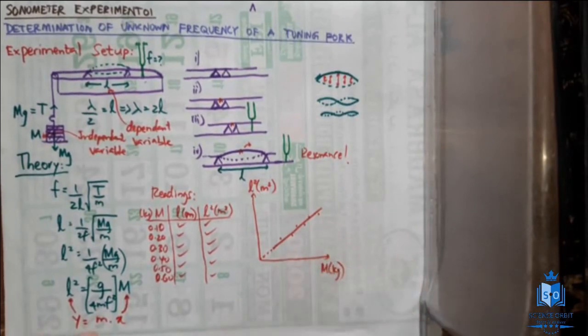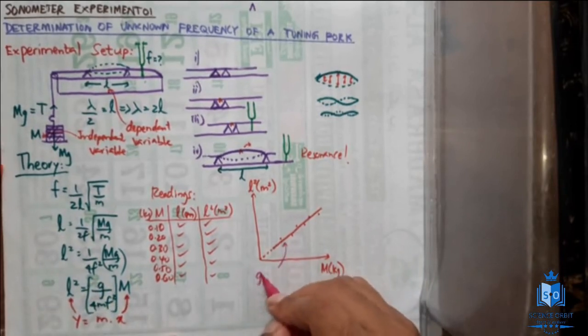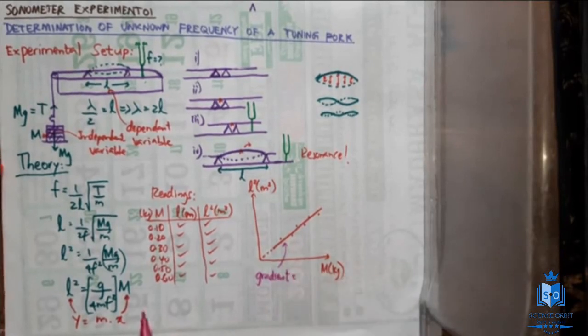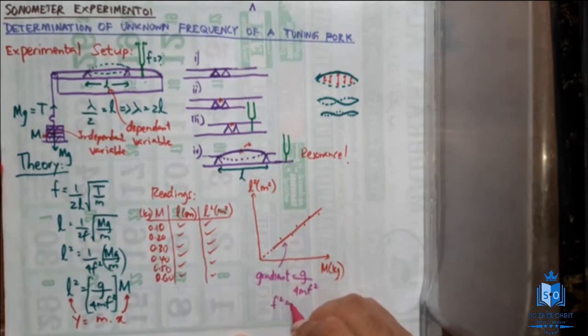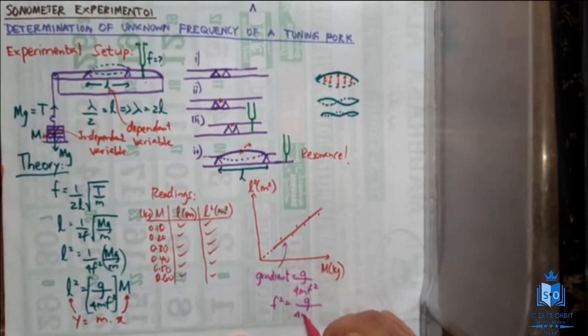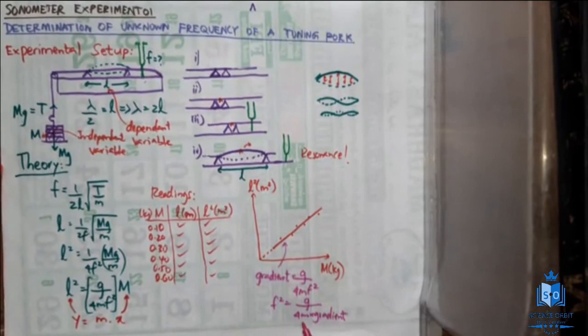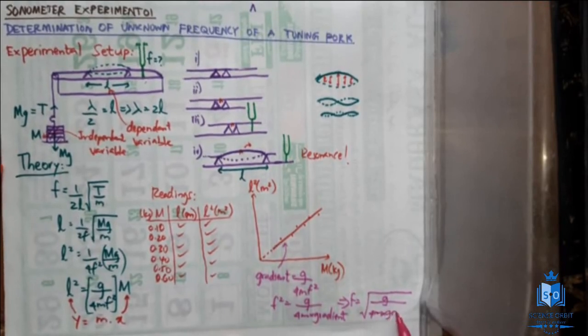That is, from the graph, you can get the gradient, correct? When you take the gradient from the graph, the gradient will be equal to this, simple g over 4mf squared. So, f is what we are supposed to find out. f squared is going to be equal to g divided by 4m multiplied by the gradient, and from that you can say f is going to be equal to the square root of that: g over 4m into gradient.